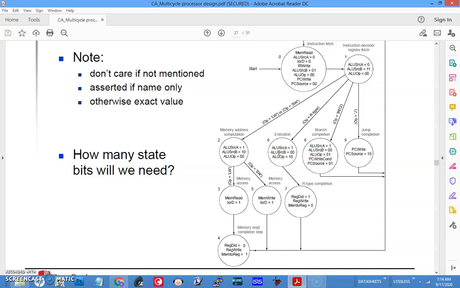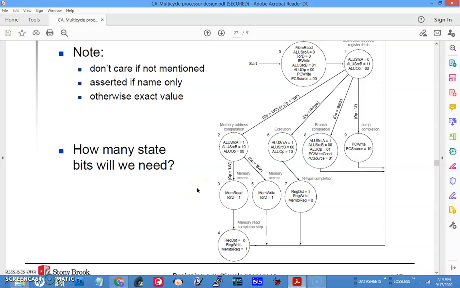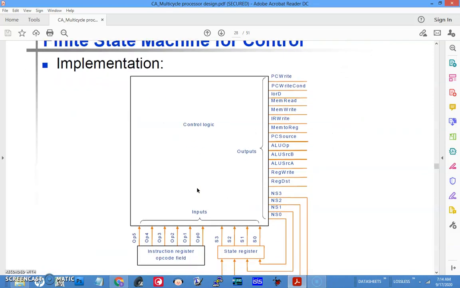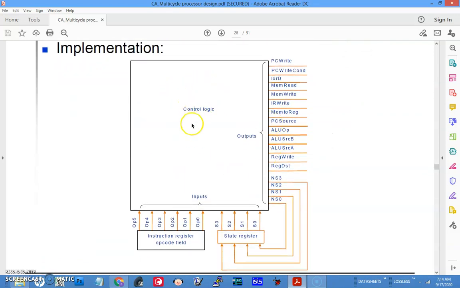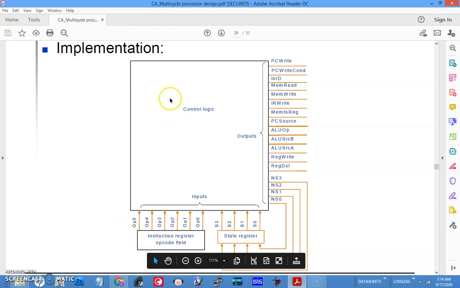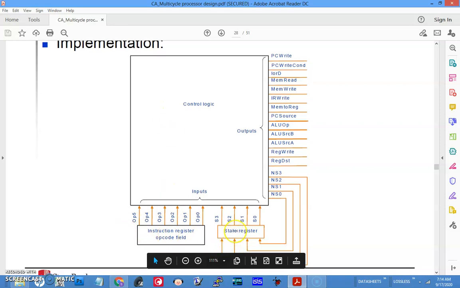You need 4 bits. So 4 bit states and inputs from the instruction will generate the output of this. This is how it looks. You have a control logic. Its output will be the data path control lines, and the input will be the opcode value from the register, and you have a state register, because when you are in the current state, it holds the same value. Then your next state will happen. So the state to which you go depends on the current state and the input.